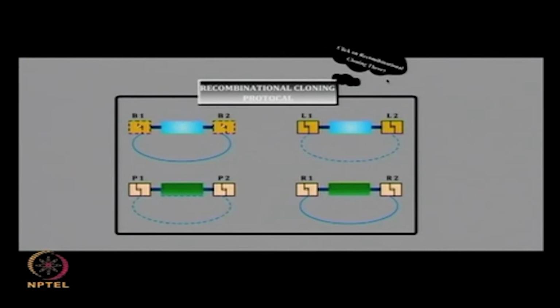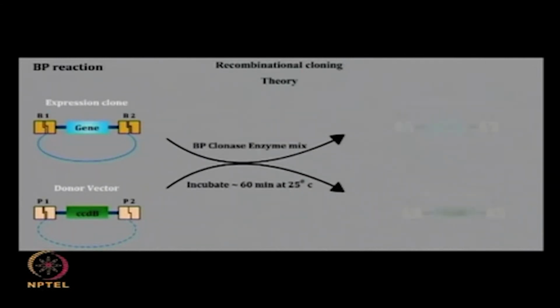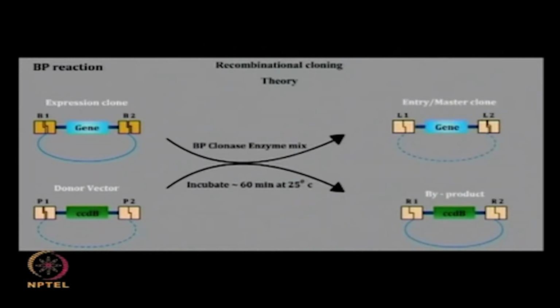Let us now talk about recombinational cloning. The recombinational cloning involves two reactions, the BP reaction and the LR reaction. The BP reaction of Gateway cloning is a site-specific recombination reaction between the attB site of an expression clone or a PCR product and the attP site of a donor vector in the presence of BP Clonase enzyme master mix.